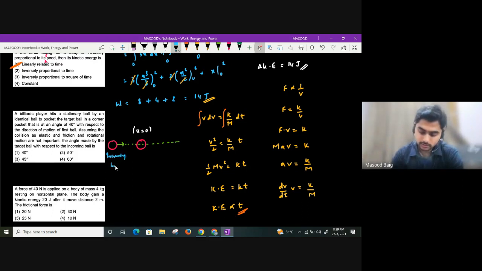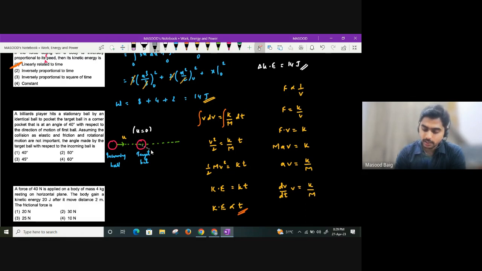Yes or no? And this is your target ball. Now what will happen here? Both the objects are identical and they are undergoing elastic collision obliquely, guys. Then I've told you how will they move? They'll move mutually perpendicular to each other or not? Yes.